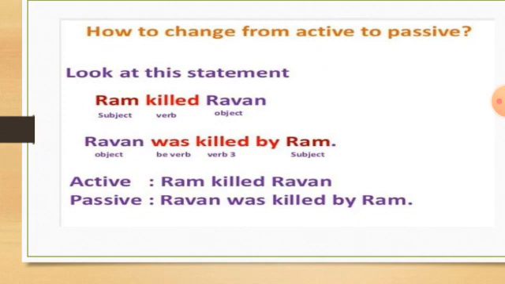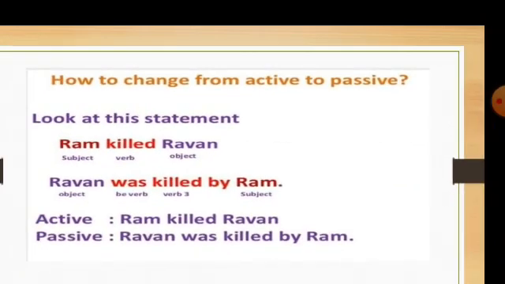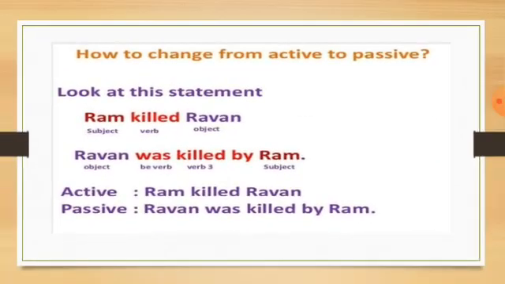Okay, then what we need to do is add "by". See, this is very important. You must add "by" after the verb in the passive voice. Just remember, only in the passive voice, not in the active voice. You need to add "by" only when you change a sentence from active to passive.